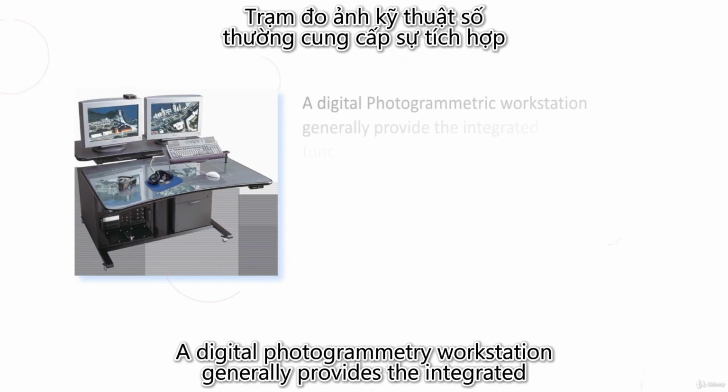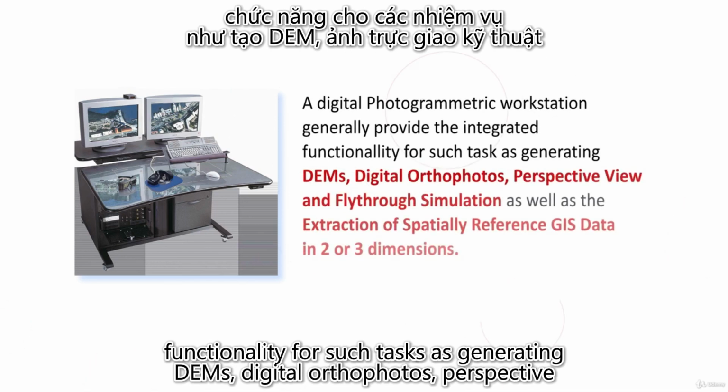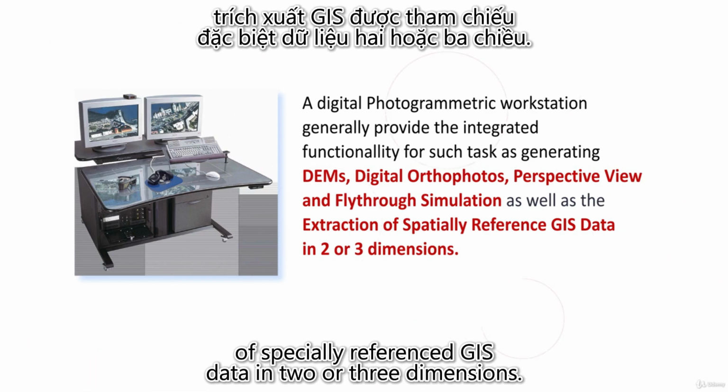A digital photogrammetric workstation generally provides the integrated functionality for such tasks as generating DEMs, digital orthophotos, perspective view and fly-through simulation, as well as the extraction of spatially referenced GIS data in 2 or 3 dimensions.